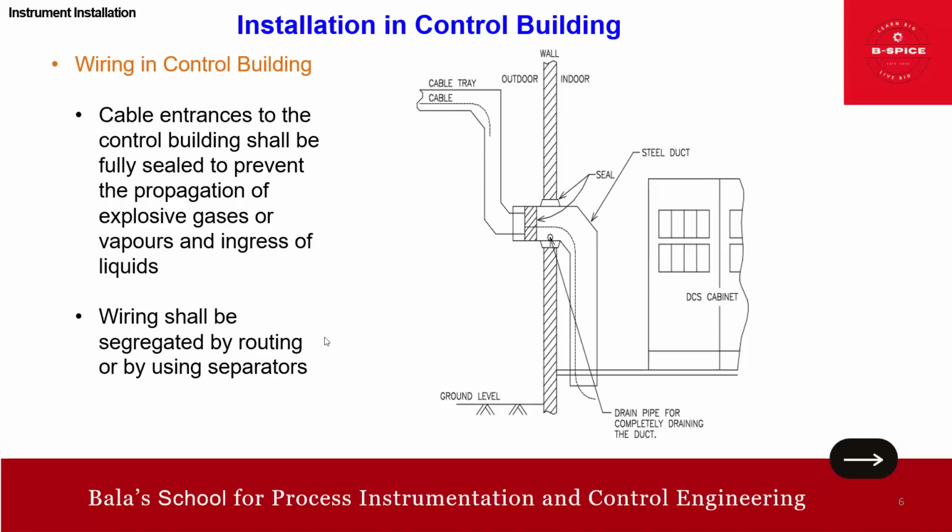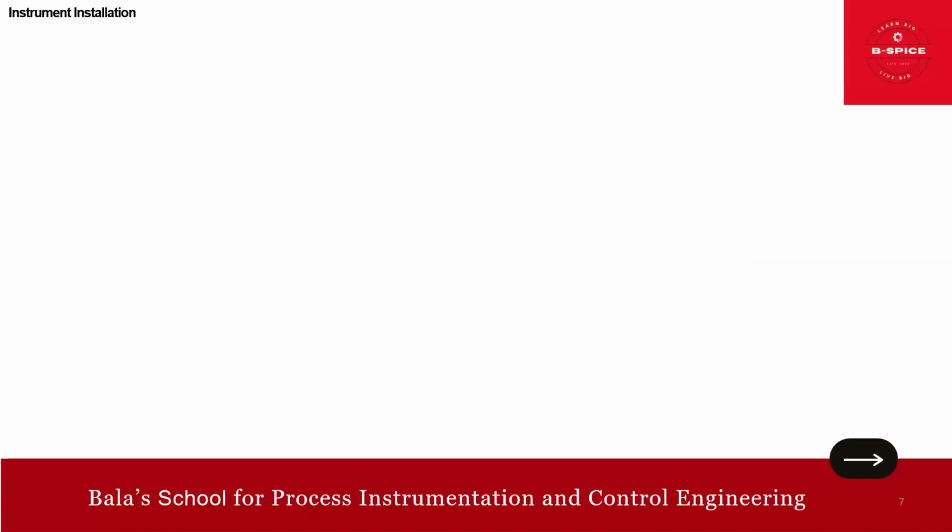Of course, wiring shall be segregated by routing or by using a separator. I don't know whether you remember. Ideally, power cable and signal cable are to be segregated in separate trays with a spacing of 300 mm. But if that is not possible, then in the same tray you can segregate them using a separator. I covered that in the layout of cable tray; you can watch and benefit. I'm not going to cover that here.